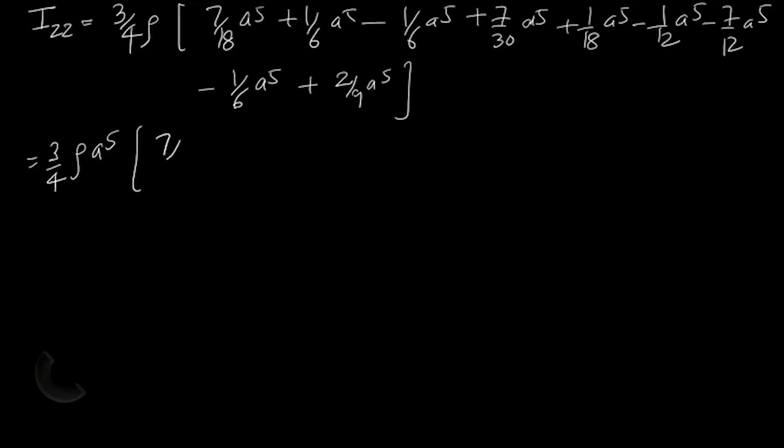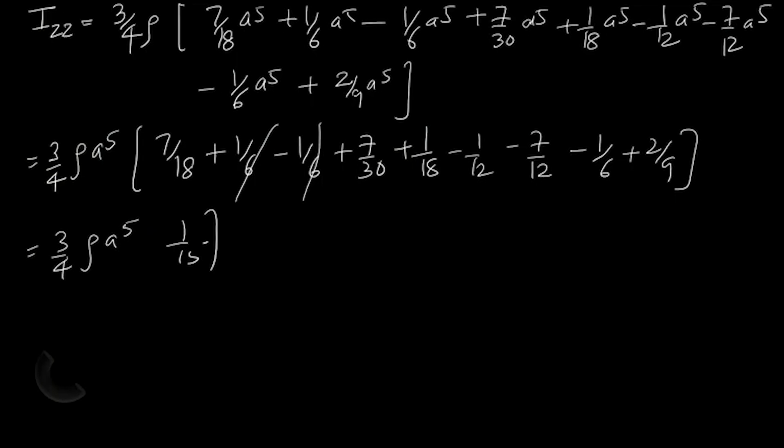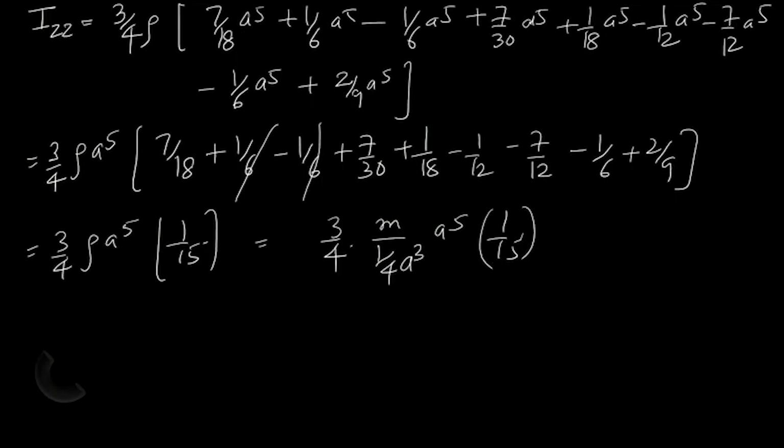So we will take this a to the power 5 out. So let's solve. This is 7 by 18 plus 1 by 6 minus 1 by 6 plus 7 by 30 plus 1 by... minus 1 over 12 minus 7 over 12 minus 1 over 6 plus 2 by 9. So after solving this, we will get 1 over 30, a to the power 5. Good for density, so mass over 1 over 4 a cubed and a to the power 5 times 1 over 15. So this 4 will cancel and the 3 will cancel.